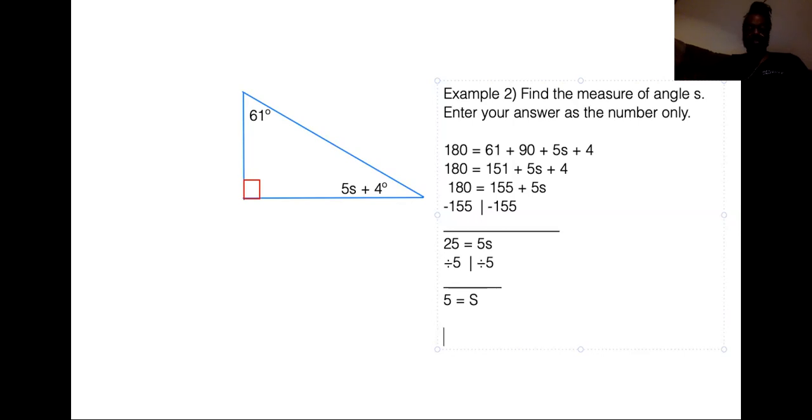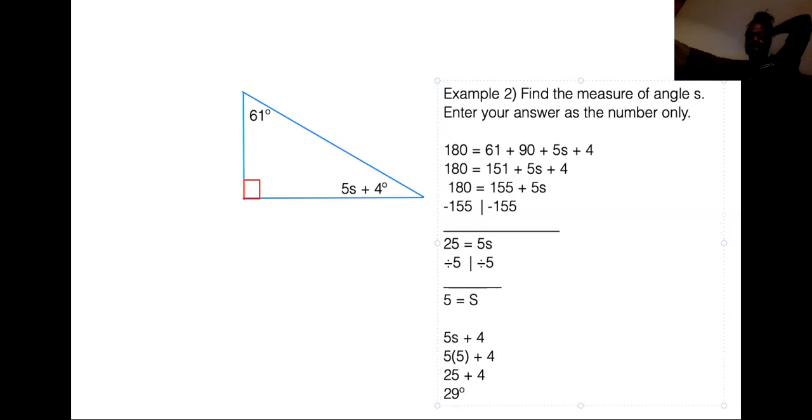To do that, we're going to first write 5s plus 4, and then we're going to plug in that value for s. So that will be 5 times 5 plus 4. 5 times 5 is 25, plus 4 is 29. So we know that that last angle, the missing angle, is 29 degrees.